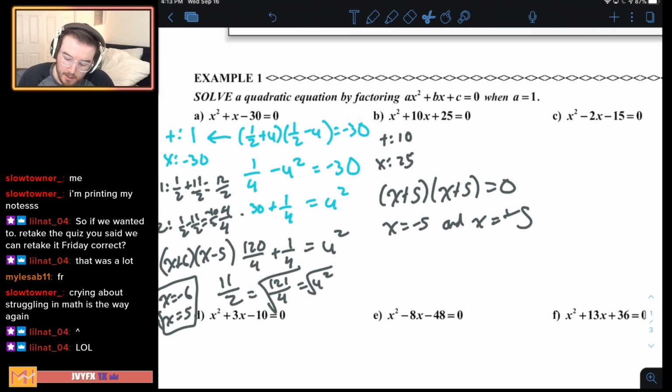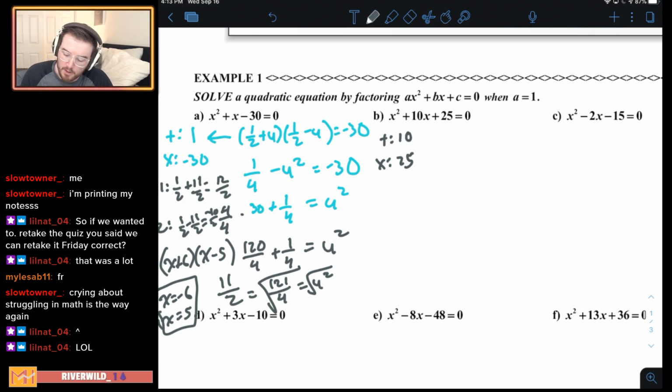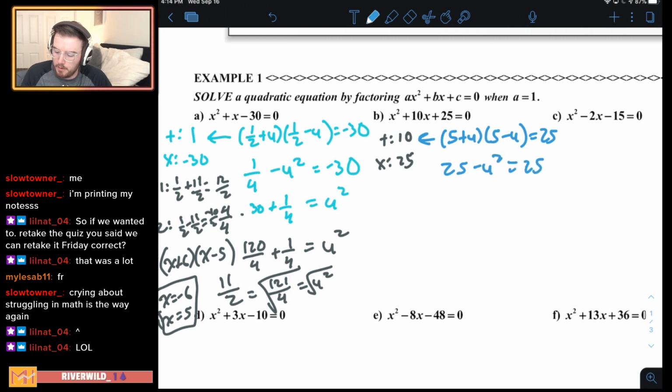But to just show you another example, they're going to take the form 5 plus u and 5 minus u, and the product has to be 25. So I get 25 minus u squared equals 25. Subtract the 25.